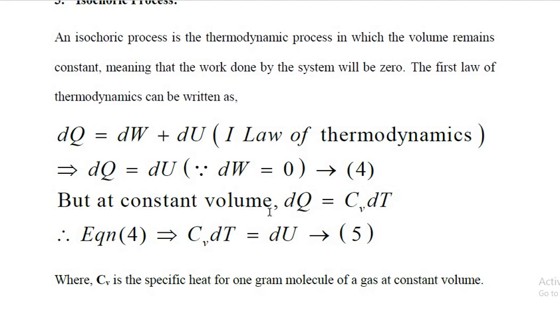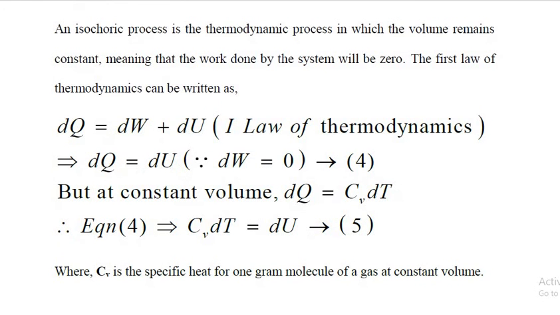But at constant volume, dq is equal to Cv dt, where Cv is the specific heat capacity for 1 mole of a gas at constant volume. Therefore, equation 4 implies, instead of dq, write Cv dt. Cv dt is equal to du. Okay, this is equation 5.